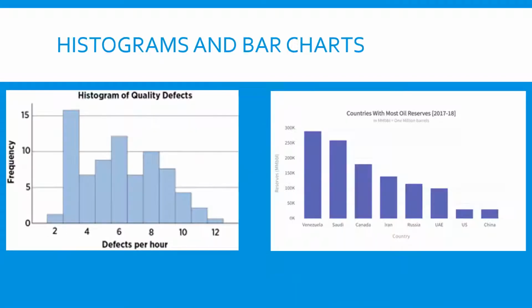All right. One thing that I want to make really clear to you, because you are going to see this again when you get to your statistics class, is I want to make sure you understand the difference between a histogram and a bar chart. On the left is your histogram, and on the right is your bar chart. So what do you notice is different about these two diagrams?